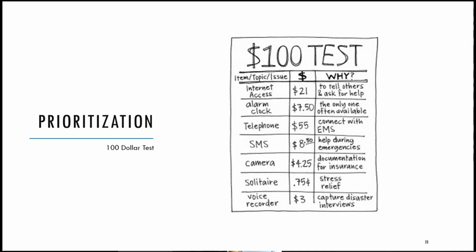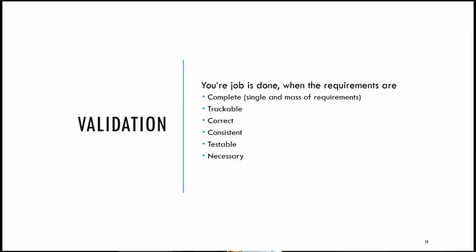to integrate them. Okay, we have all requirements. We have written down the prioritization. Now we have to check if everything is valid and if my job is done. My job is done when the requirements are complete. Every single one has to be complete, but also the mass of requirements. If they are trackable, correct, consistent, testable, and necessary. In the best case, someone that is not you as the requirements engineer checks and validates if the requirements are representing the needs. And there are different ways to do this.